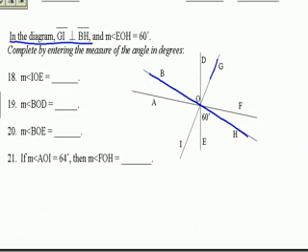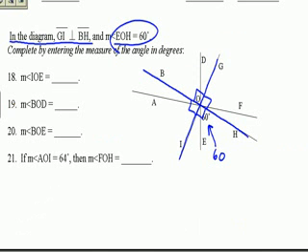BH and GI. Those are perpendicular, meaning they intersect at 90-degree angles here. And EOH is 60 degrees, which is marked for you right here, 60. Okay, and I'll label that angle in red. Okay, that's a 60-degree angle.